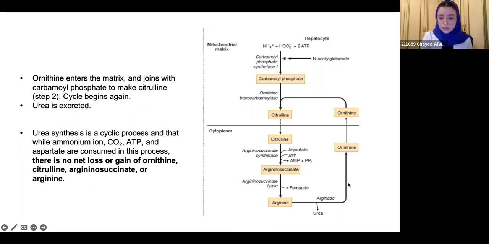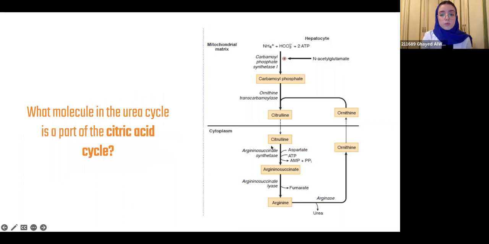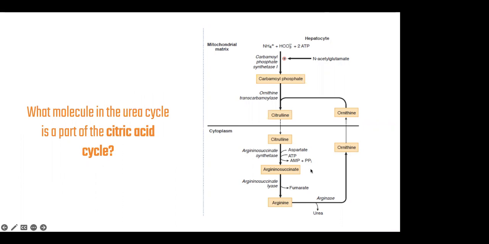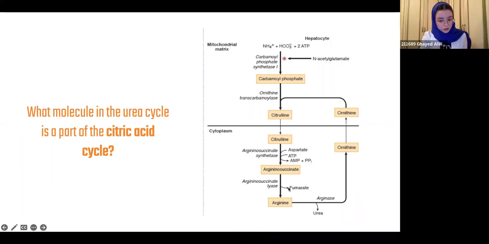Okay, so I have a question for you guys, actually. We kept mentioning fumarate, right? We said arginosuccinate is broken down into arginine and fumarate. So what molecule over here in the urea cycle is also a part of the Krebs cycle, which you guys took earlier on? Does anyone remember? I didn't study the other cycle, but I think it's arginine. So you're close. It's kind of fumarate. So it's in the same reaction, but it's fumarate. So fumarate is a part of the citric acid cycle.